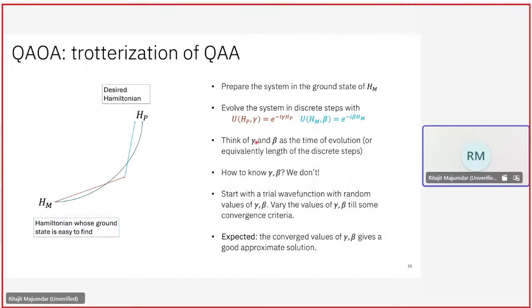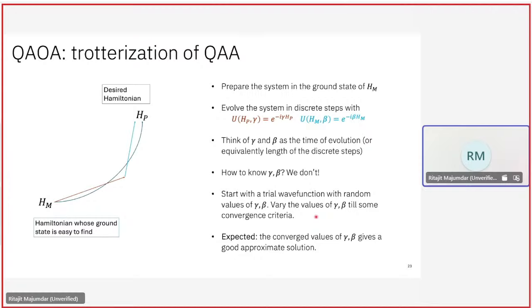And this is where the variational idea that we started with, preparing a coffee, comes into play. So if I don't know, I will start with a trial wave function with random values of gamma, beta. We will keep on varying gamma and beta. And every time we come up with a new set of gamma and beta, we hope that we will get better cut values. So the solution will be better than the previous.